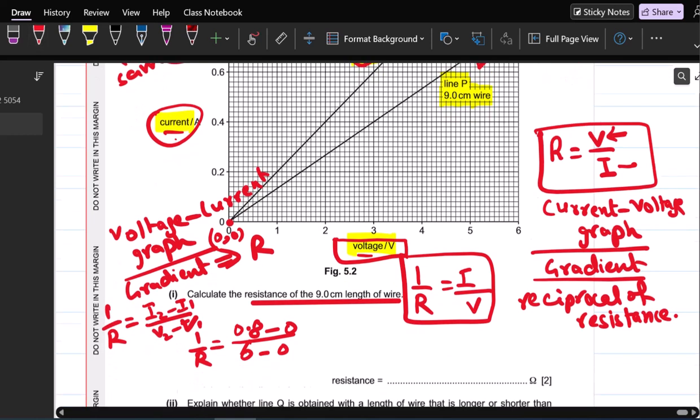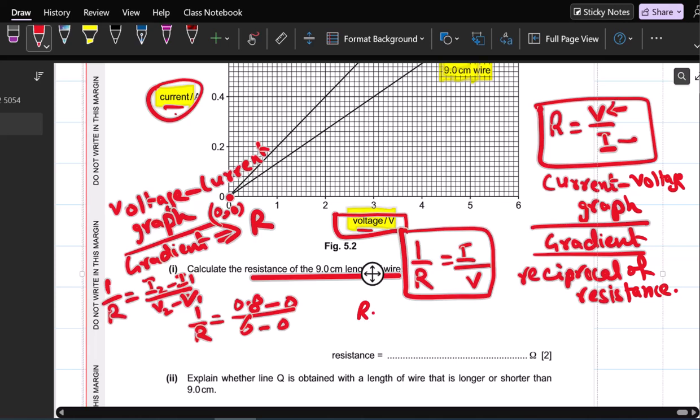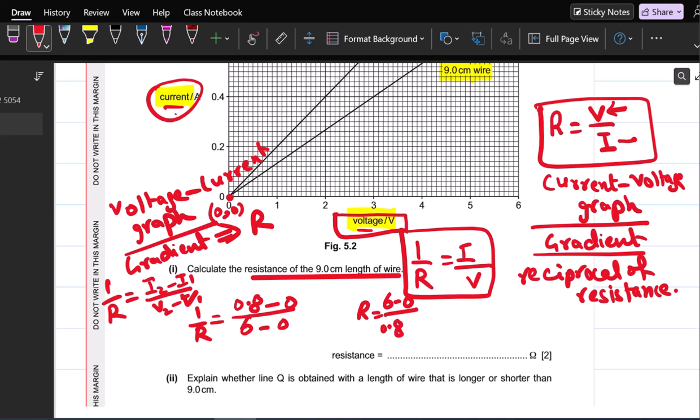This is one way. The other way is if I take R is equal to 6 minus 0 divided by 0.8 minus 0, then it is going to be perfect. No need to take the reciprocal. So 1 over R is equal to, if I divide 0.8 divided by 6, I am getting 0.133. So now I take the reciprocal here. R is equal to 1 divided by 0.133. It will be 7.5 ohms.